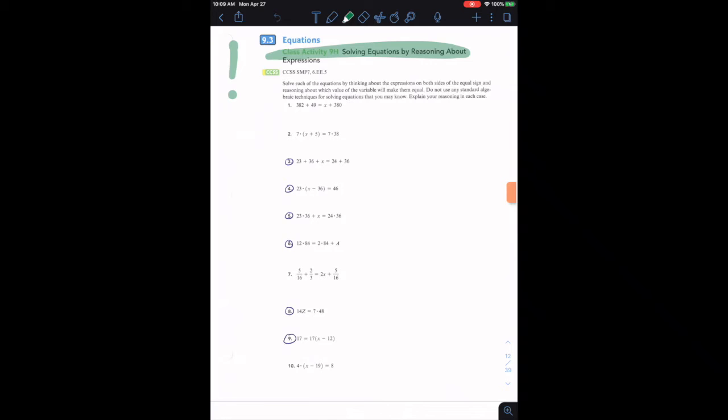All right, so welcome back. We're now going to take a look at putting everything we've learned together about expressions and algebraic manipulation into how we can use a little bit more reasoning and a little bit less procedure and algorithms to solve equations.